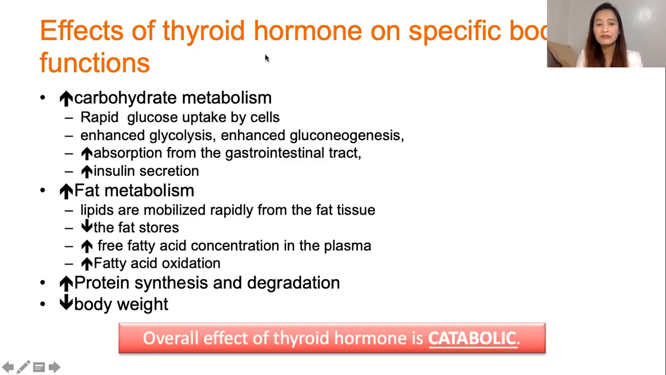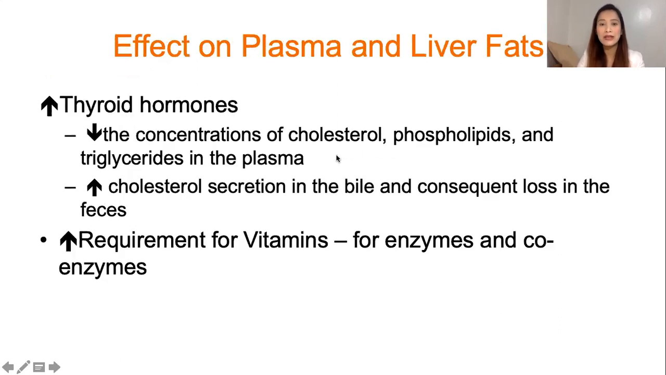No? So the overall effect of thyroid hormone is catabolic. So it's the opposite of your insulin. Your insulin is anabolic. So your thyroid hormone aims to break down, no, carbs, fats, and protein. The end result is catabolic.